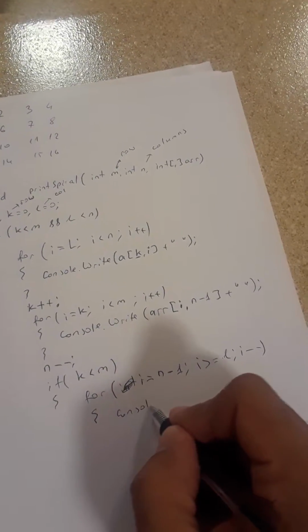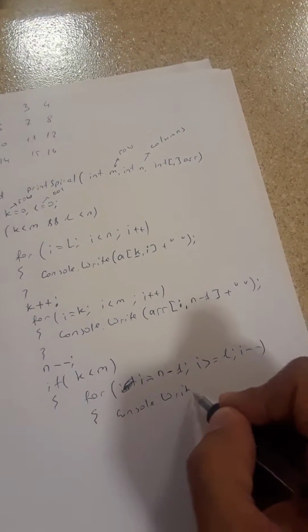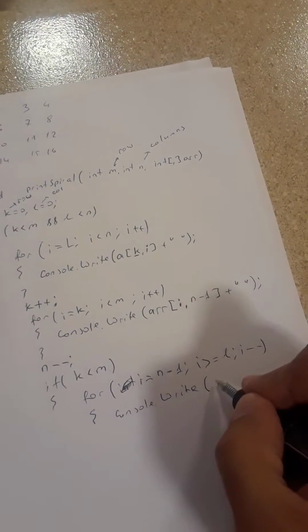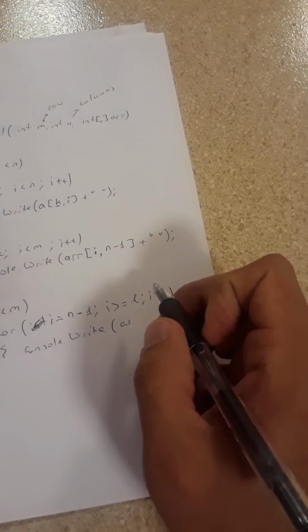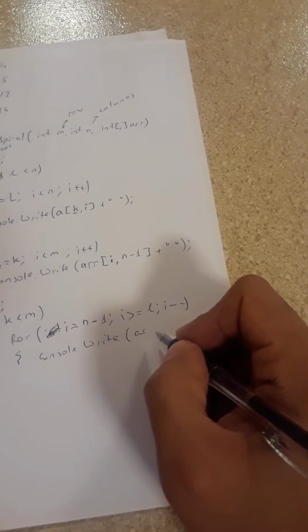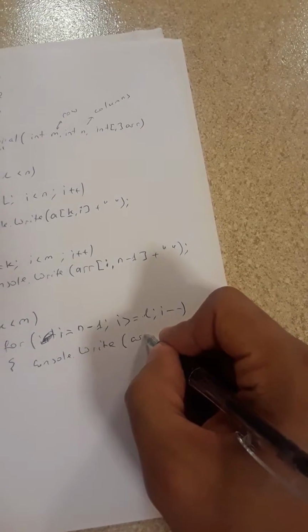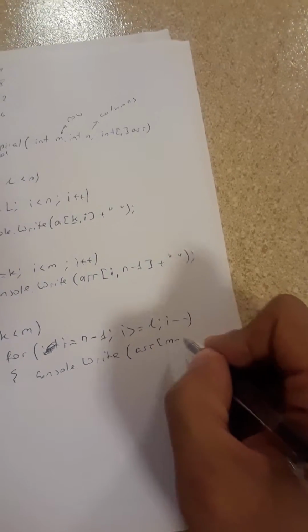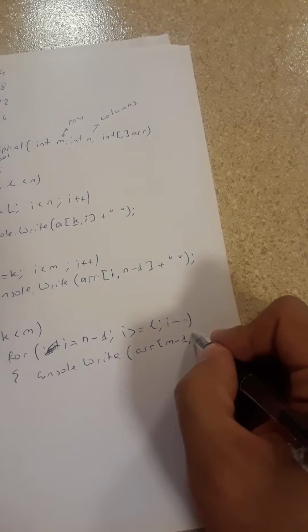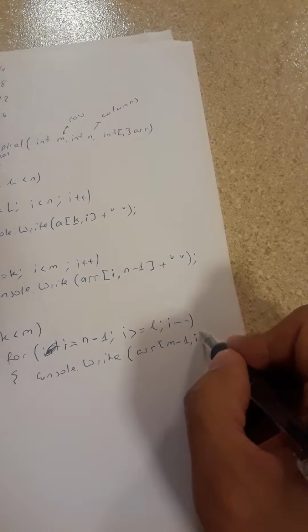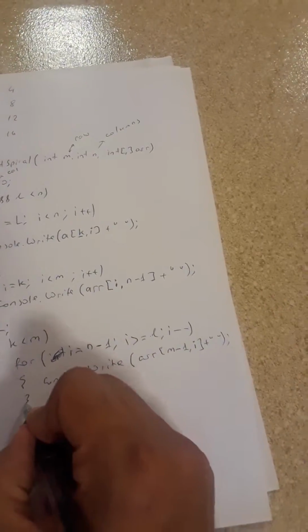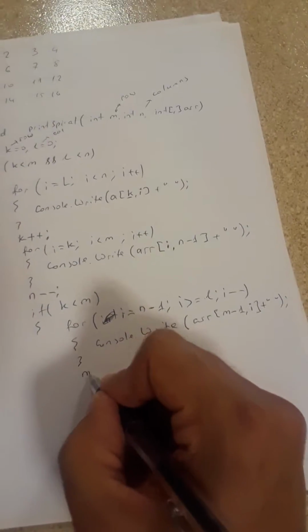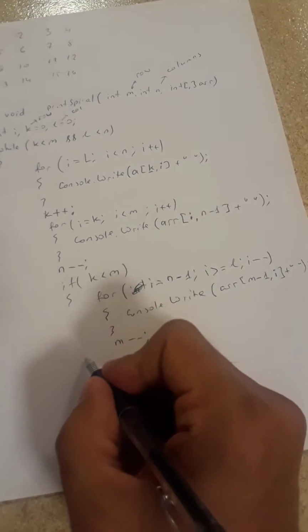Here we'll again use console write to print out all elements from the last row. So it's always the last row, we're just changing the I of the column. And after that we'll just decrease the value of our end row.